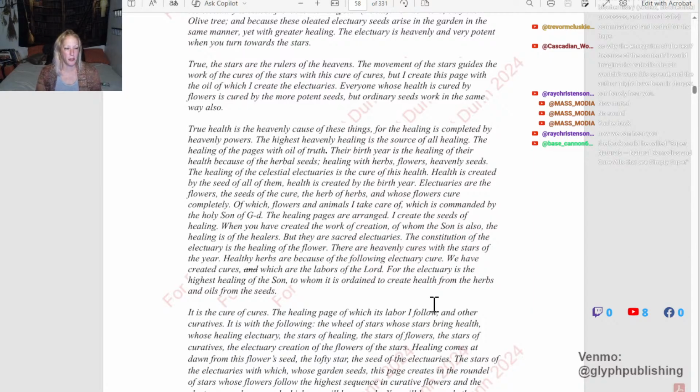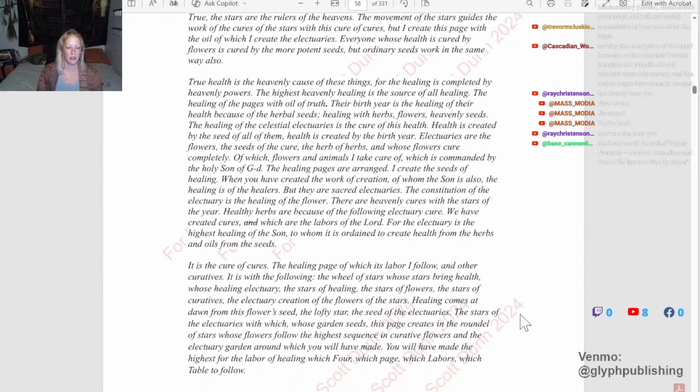It says, we have created cures which are the labors of the Lord. For the electuary is the highest healing of the Son of God, to whom it is ordained to create health from the herbs and the oils from the seeds. It is the cure of cures, the healing page of which its labor I follow, and other curatives. It is with the following: the wheel of stars, whose stars bring health, which healing electuary, the stars of healing, the stars of flowers, the stars of curatives, the electuary creation of the flowers from the stars. Okay? Healing comes at dawn from this flower's seed.